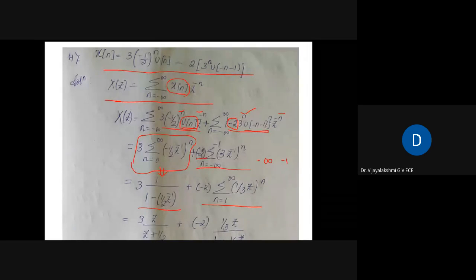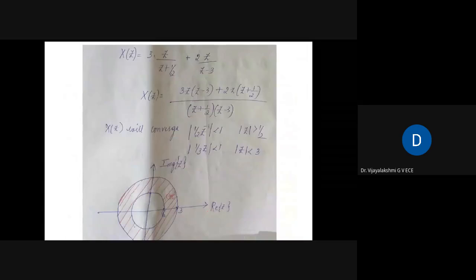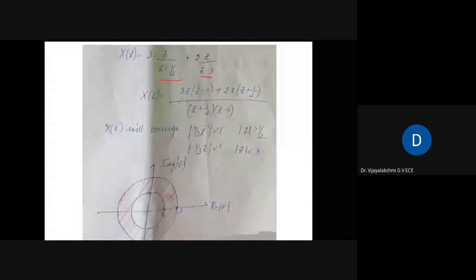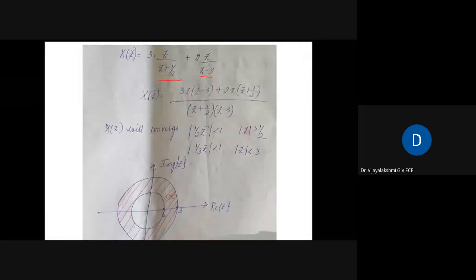Now you have to simplify it. When you simplify, you get 3 into z by z plus half, minus 2 into z by z minus 3. This is the simplification. Now here you can take z plus half and z minus 3 as common. Take the LCM and then multiply with the terms in the numerator.